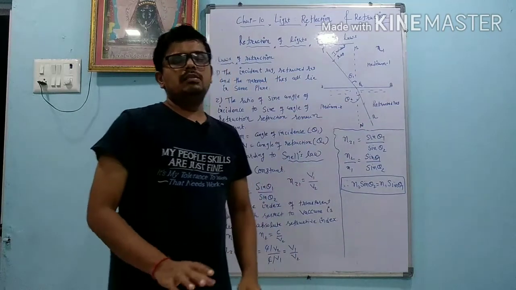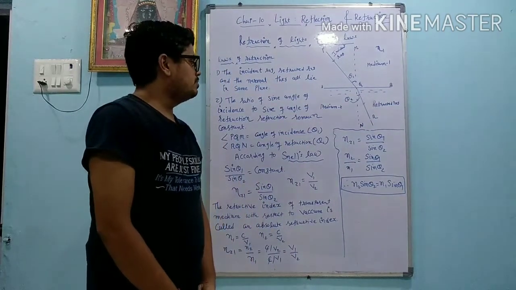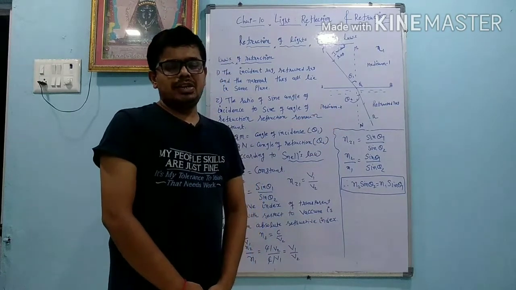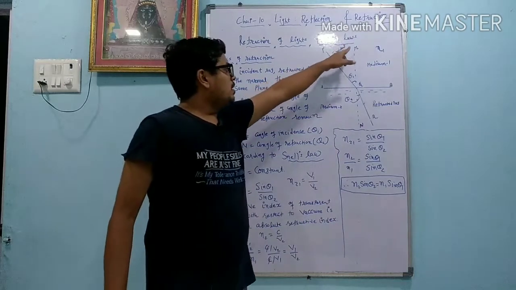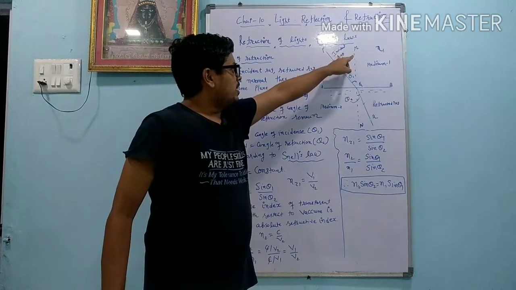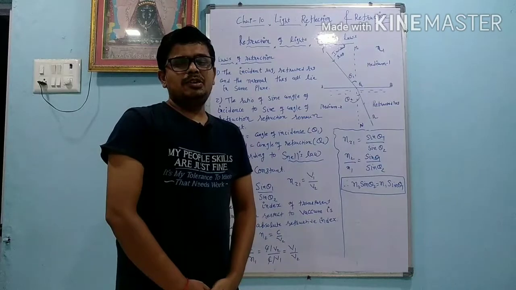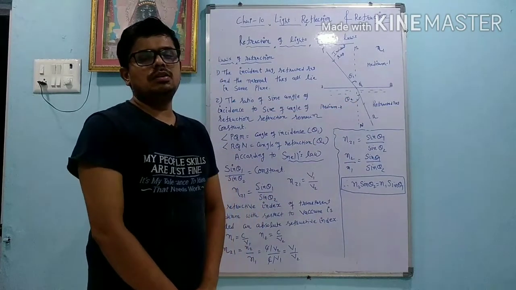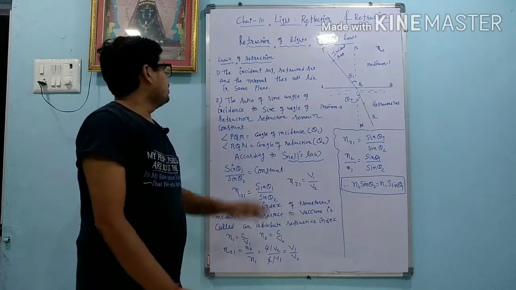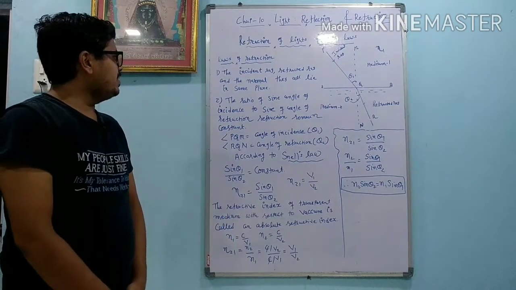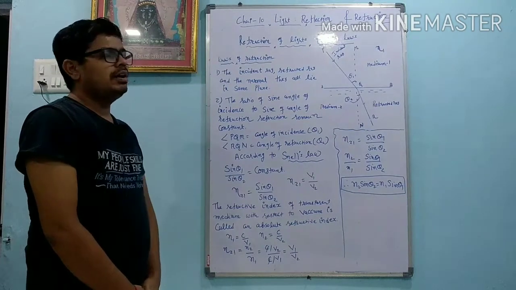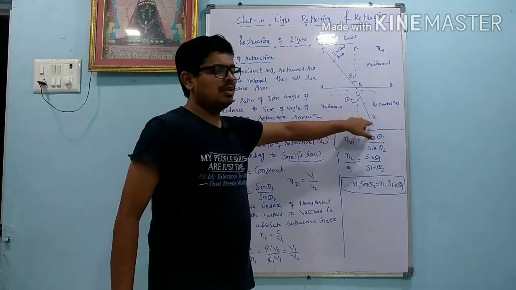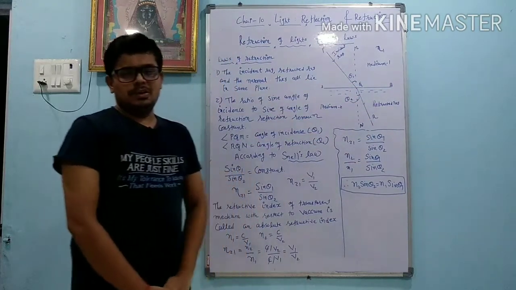Rarer medium means the medium in which density is less. Denser medium means the medium in which density is more. Normal means the dotted or imaginary line which is useful to measure the angle of incidence and angle of refraction. First point, the incident ray, refracted ray and the normal all lie in the same plane. Incident ray is PQ, refracted ray is QR, and the normal, they all lie in the same plane.